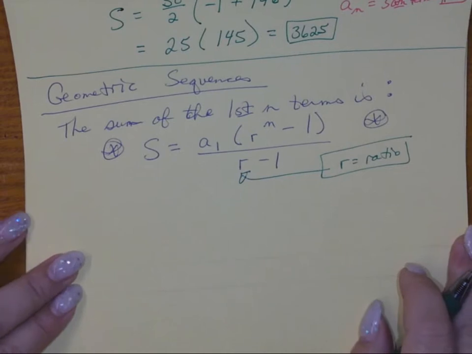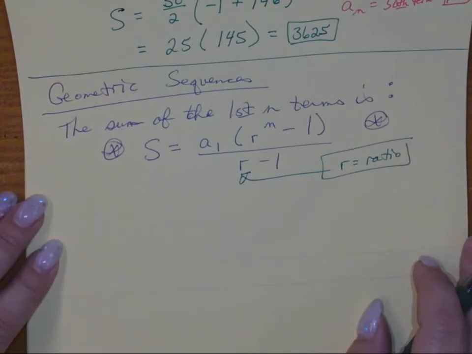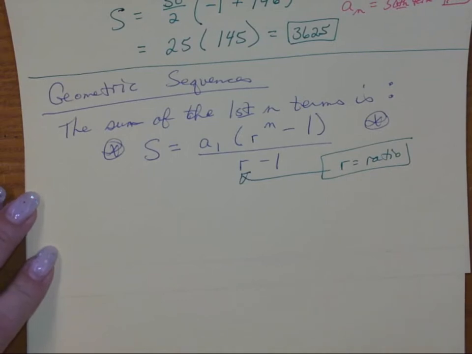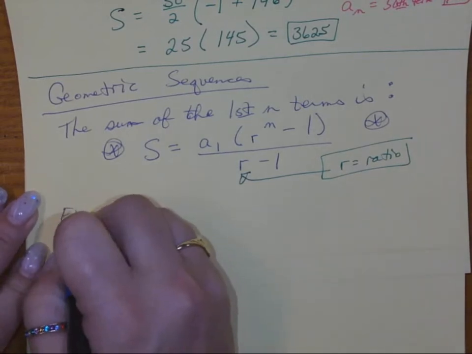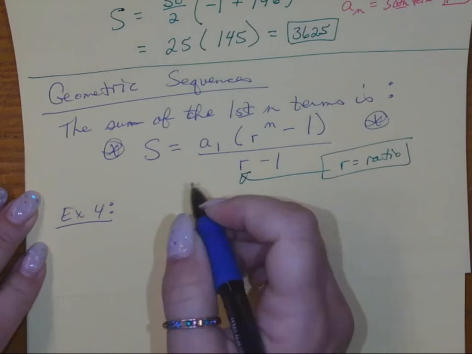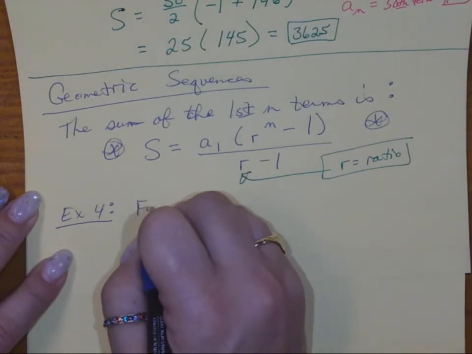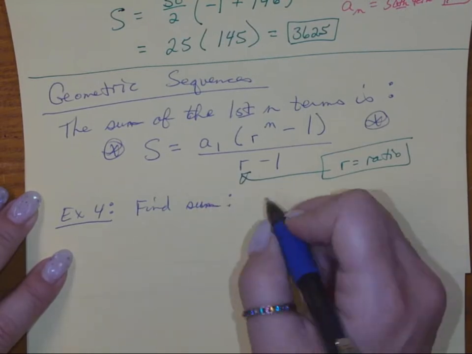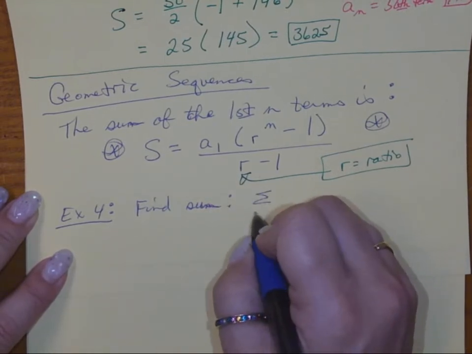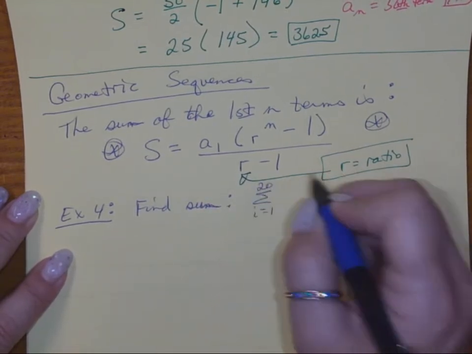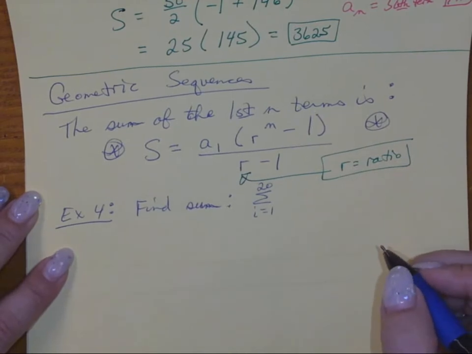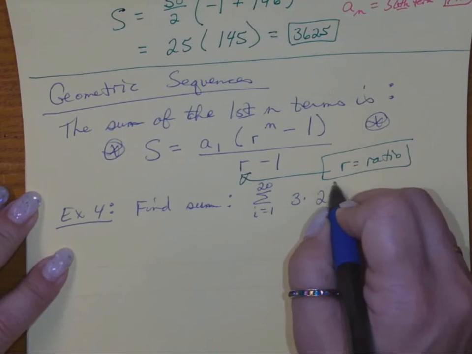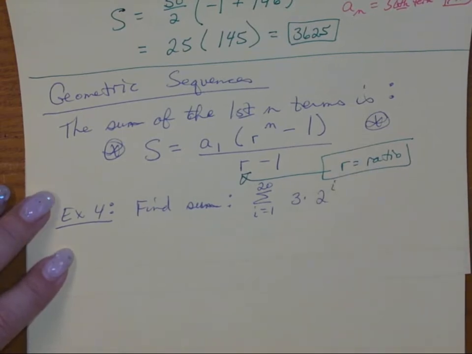What am I multiplying by over and over and over again to get that geometric, right? Okay, so example 4. Example 4 looks like: find the sum, and that is sigma i equals 1 to 20. So again, they're asking me to find the first 20 terms here of 3 times 2 to the i.